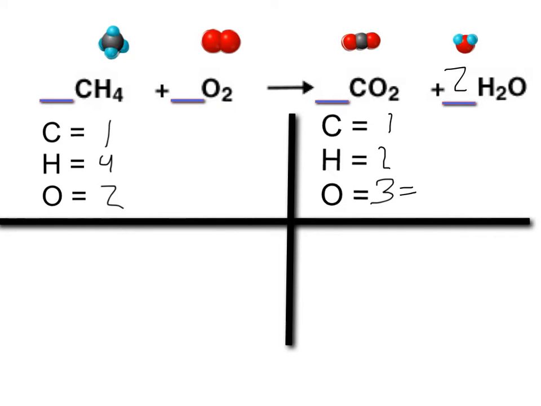So this will get us 4, and this will get us 4. Keeping this in mind, we need to multiply the oxygen by 2 and keep the rest the same in order to make that 4. So now we have balanced our equation.